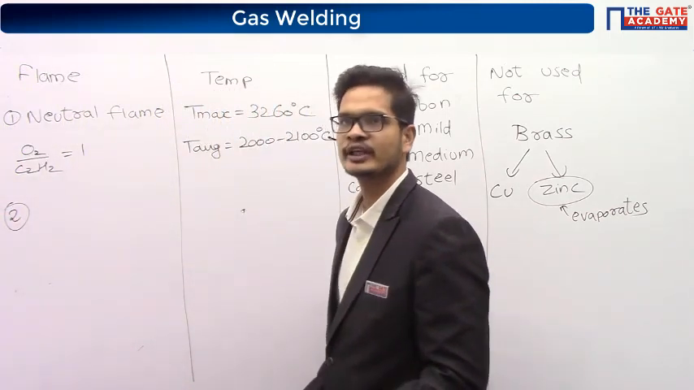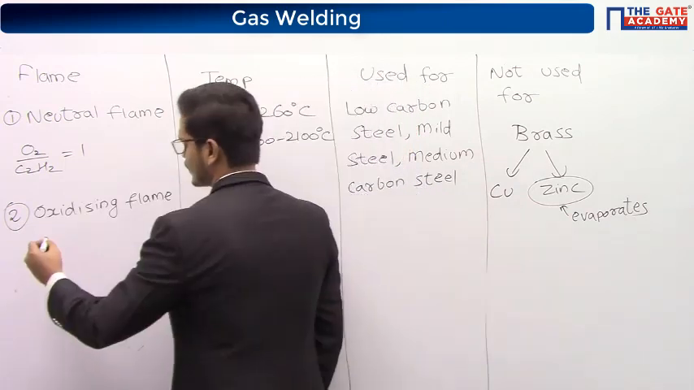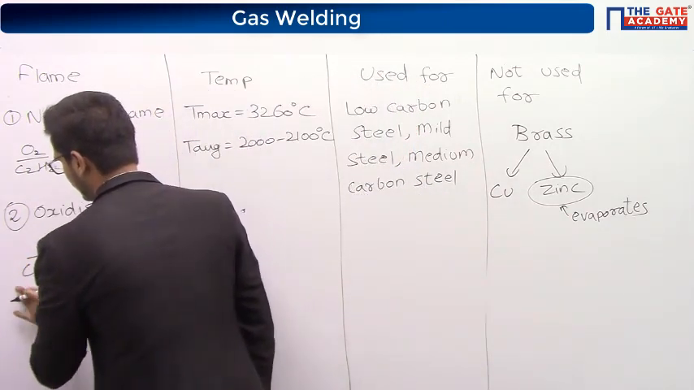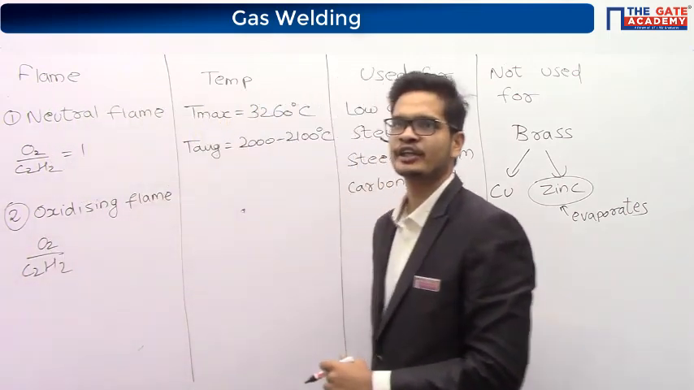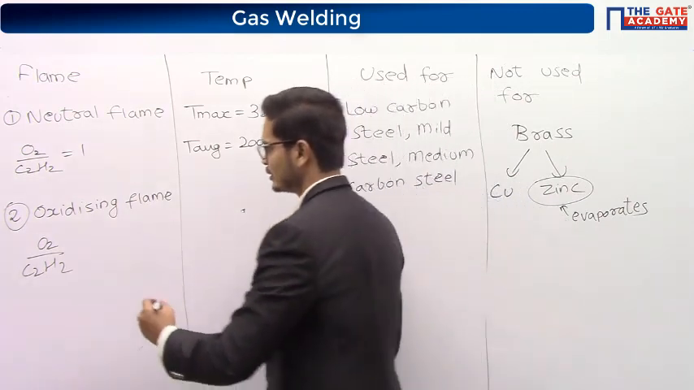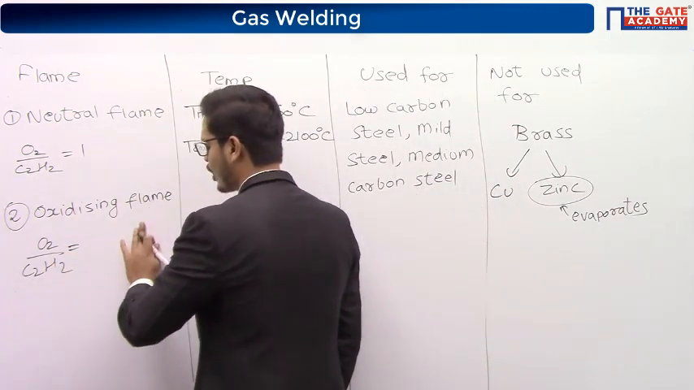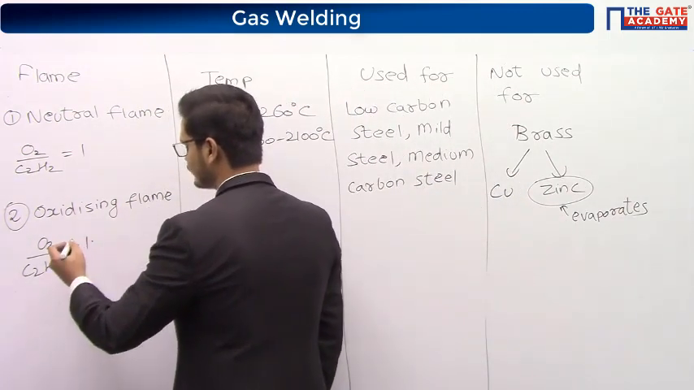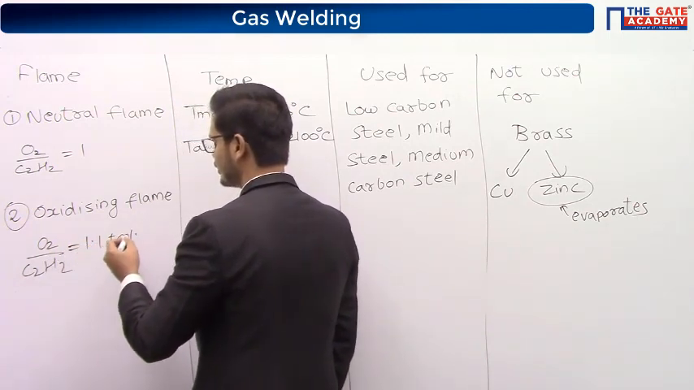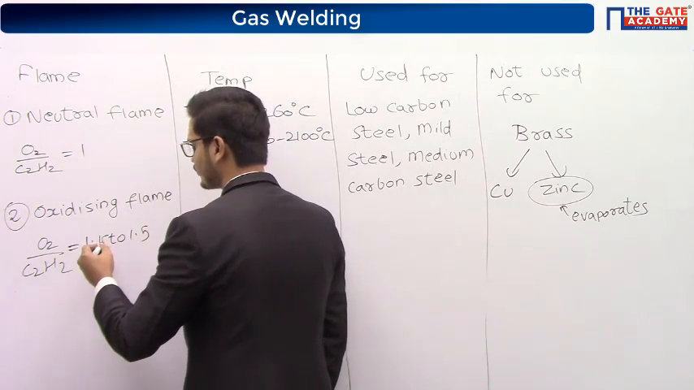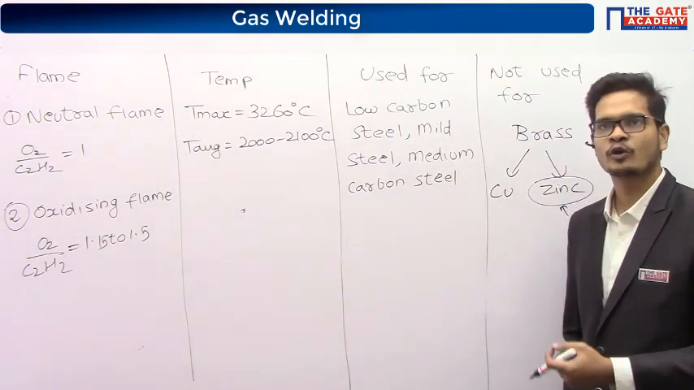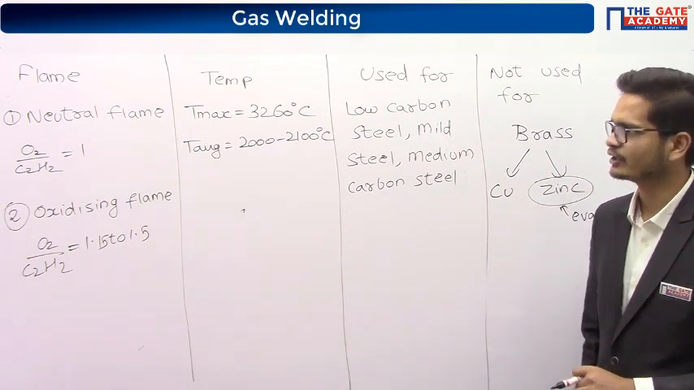The second flame is the oxidizing flame. Here the ratio of O2 upon C2H2 will be greater than 1. How much greater than 1? Nearly 1.15 to 1.5. Here we are taking more oxygen than acetylene from the cylinder.